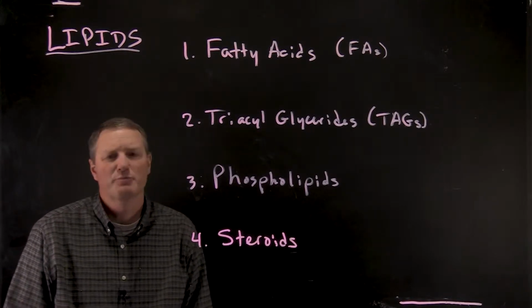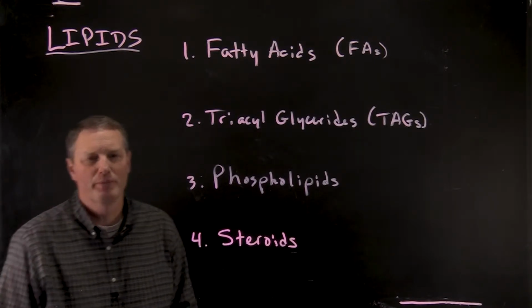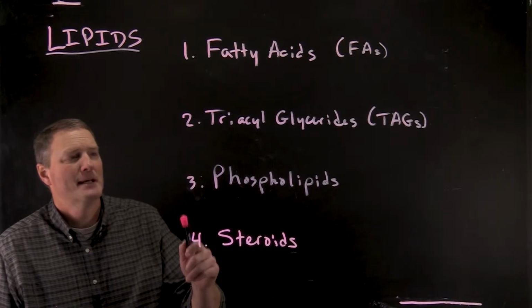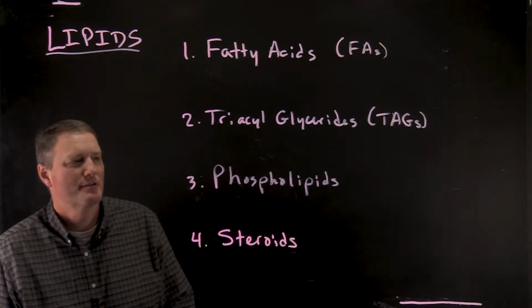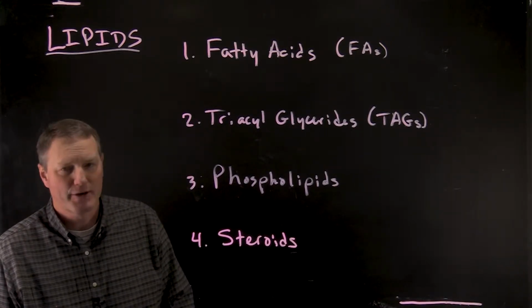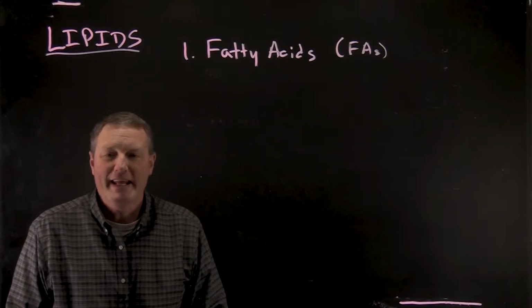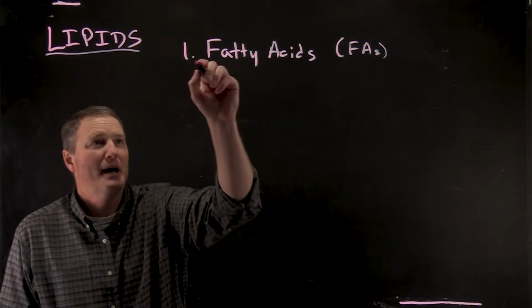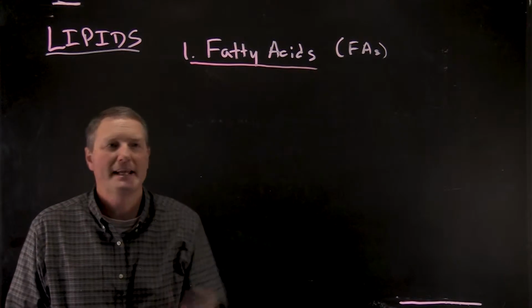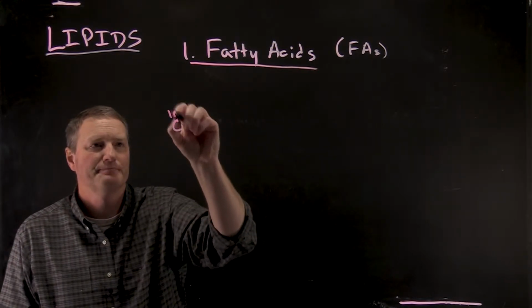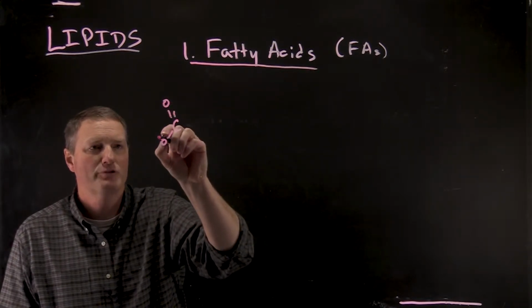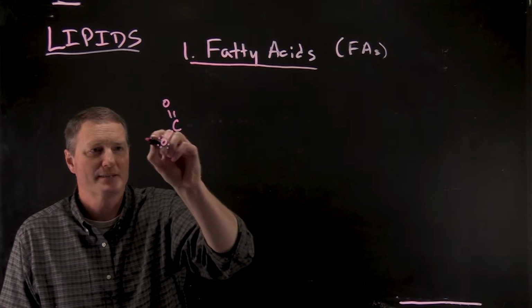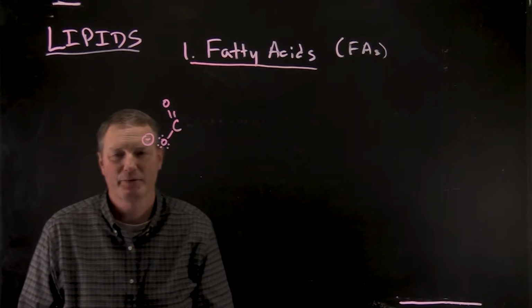We'll go through each of these just briefly, just to show you an overview. So first we have the fatty acids, next the triacylglycerols, phospholipids, and then steroids. So the fatty acids, let's take a look at the structure of those. Those contain a carboxylic acid, and I'm going to draw it as its carboxylate because that's what would be the charge at physiological pH.